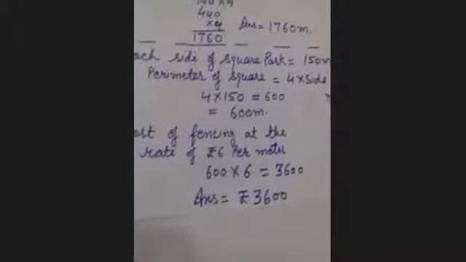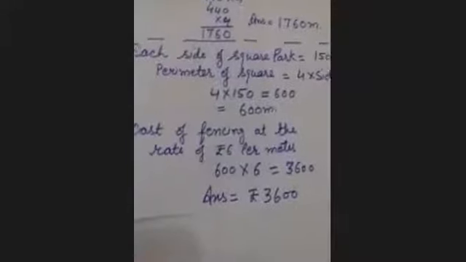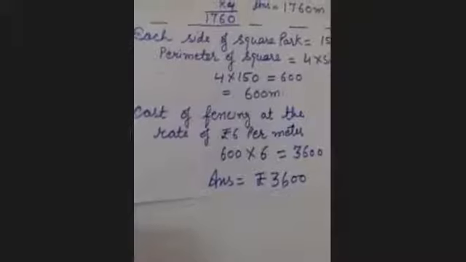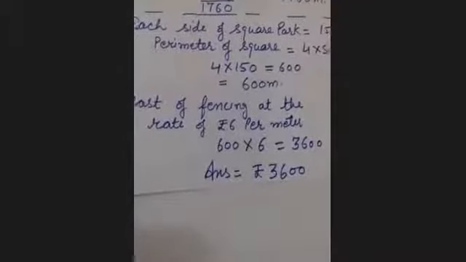So students, in first part we find the perimeter of square. Then in second part we find the cost of fencing at the rate of rupees 6 per meter.